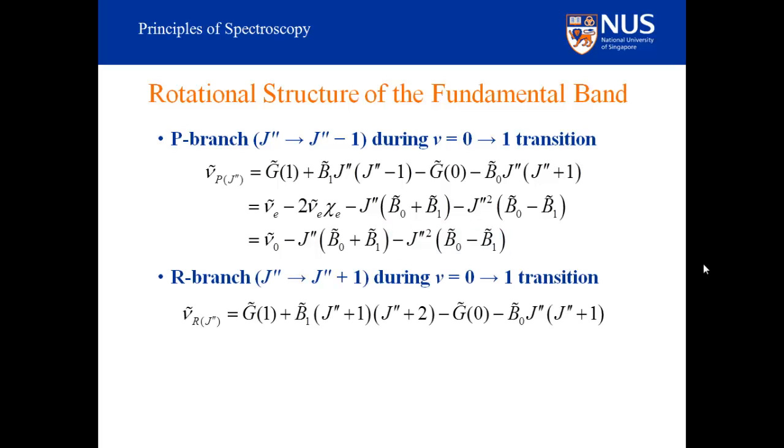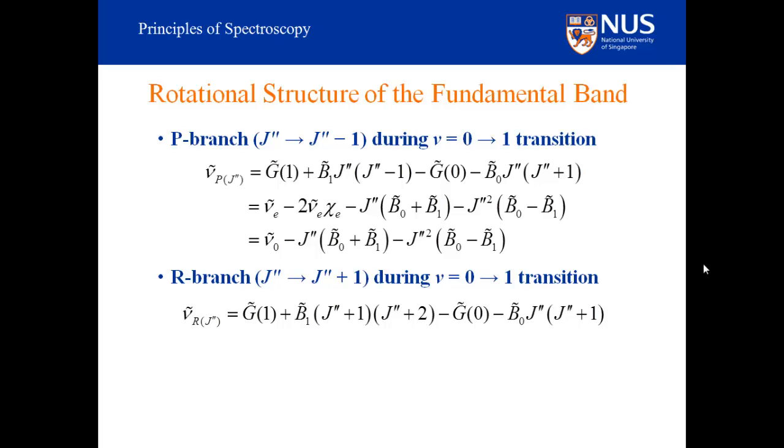And we can do exactly the same analysis for the R branch, and it will look like this. For an R branch transition, the rotational state changes from J double prime to J double prime plus 1. Therefore, substituting J prime equals J double prime plus 1, we can write an expression purely in terms of J double prime.